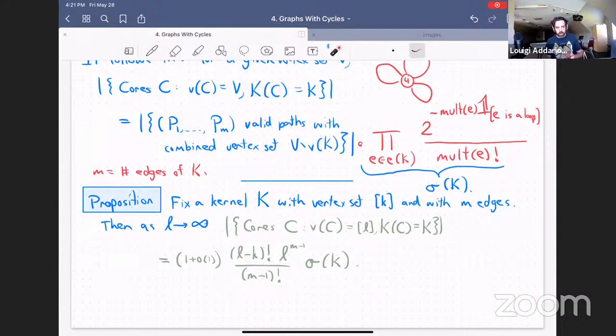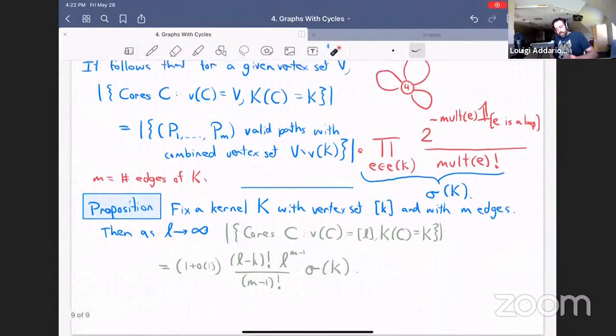Oh, I see there's a question in the chat. Maybe this is a good time to answer it, because the next thing I'm going to do is start to talk about the proof of this. The question: for the denominator, this should be once per multiplicity set and not for every edge. Yes, and that's also true for the numerator. So in this product, I'm doing it once per multiplicity set.